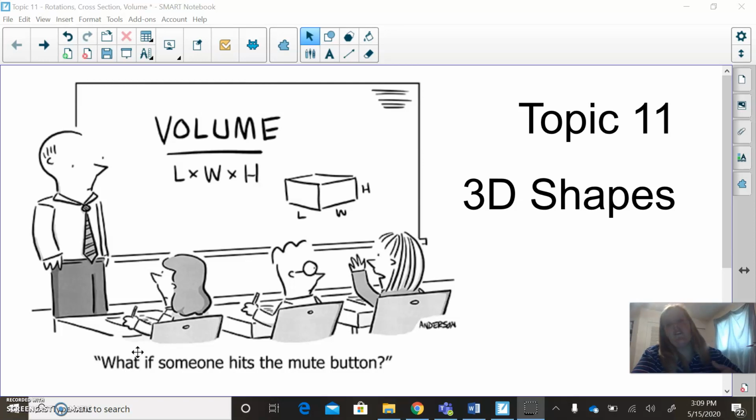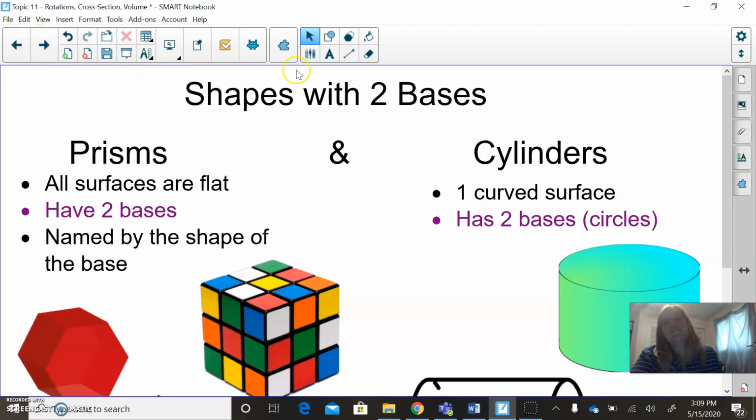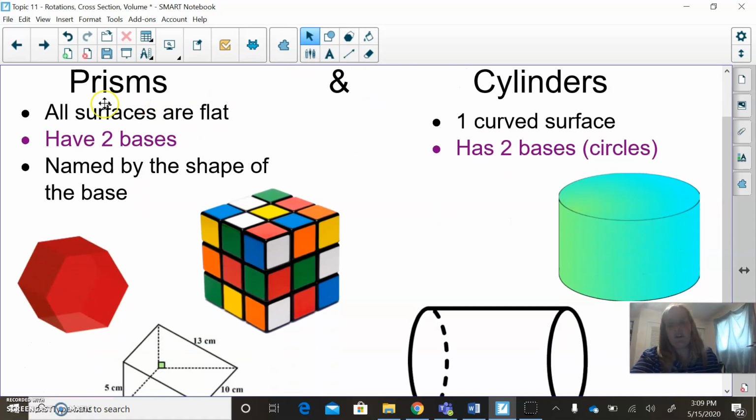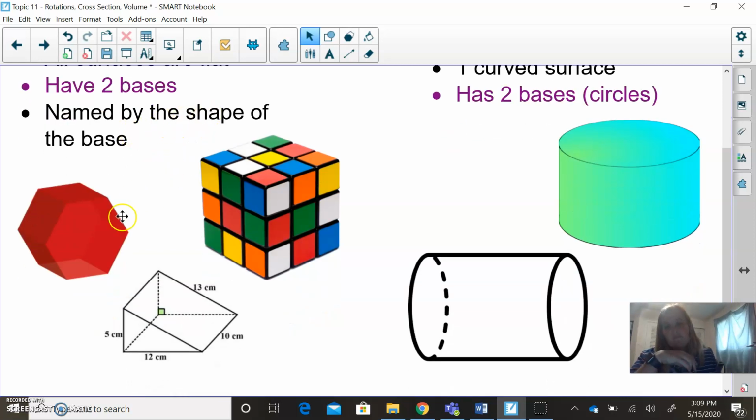Alright guys, so let's get right into it. So, shapes with two bases, okay? So prisms have two bases, okay? All surfaces are flat, have two bases, and are named by the shape of the base, okay?